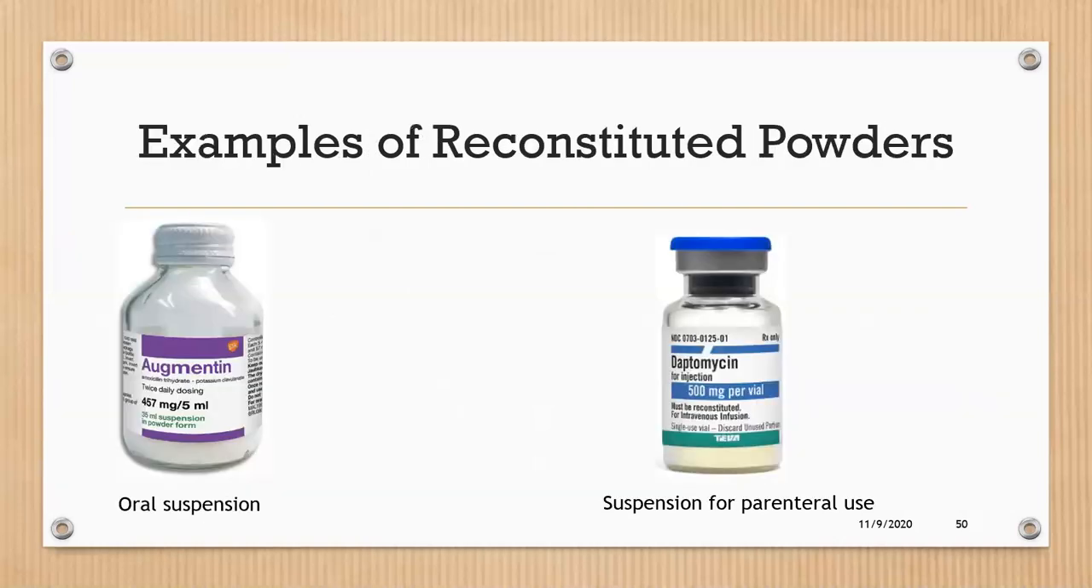So these are examples of reconstituted powders. Most persons would be familiar with Augmentin. Augmentin is an oral antibiotic, and it comes as a powder. And that powder is then reconstituted when the pharmacist gets a prescription, producing an oral suspension of a particular concentration. And we'll talk more about those concentrations further down in the lecture. We also have suspension for parenteral use. This is daptomycin, which is another antibiotic, which is reconstituted with a diluent and produces a suspension of a particular concentration.